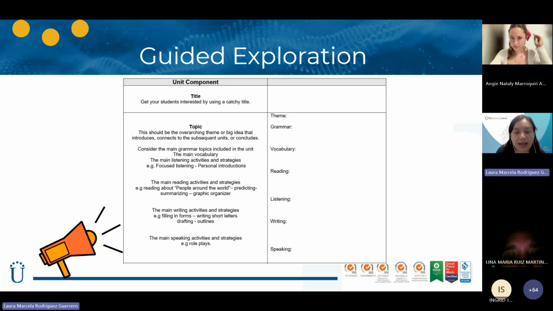And finally, regarding speaking activities and strategies, the role plays, interviews, what else can you do on speaking? Like exchanging information with your partners, creating a script, anything that you're going to be using in your unit, it's going to be here. Okay, guys?